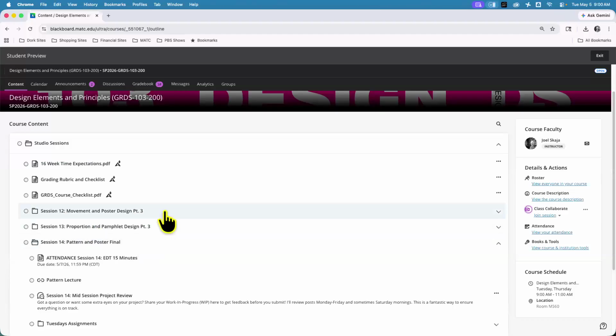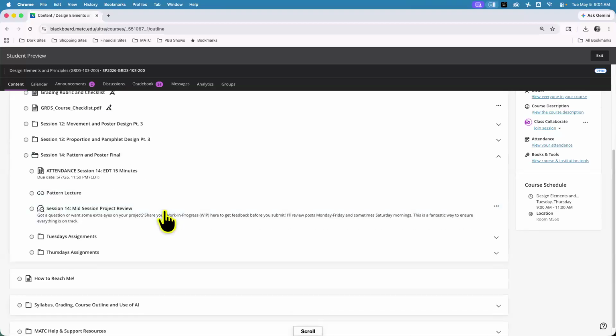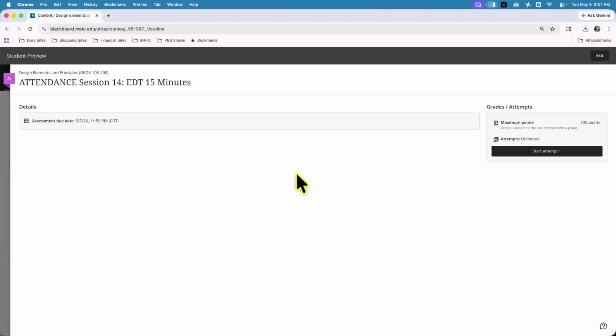We've finished up 12, 13, and then 14. 14: pattern and your poster final. So we'll talk about pattern today. We'll talk about poster final on Thursday as you work through your computer roughs and you get comments from me and what to change, what to adapt. And then we'll go for one last round before they are due to get them all buttoned up and looking nice. And then we're going to mock them up. So that'll be fun.